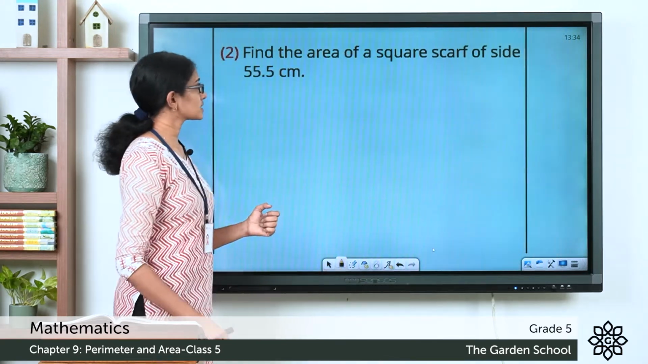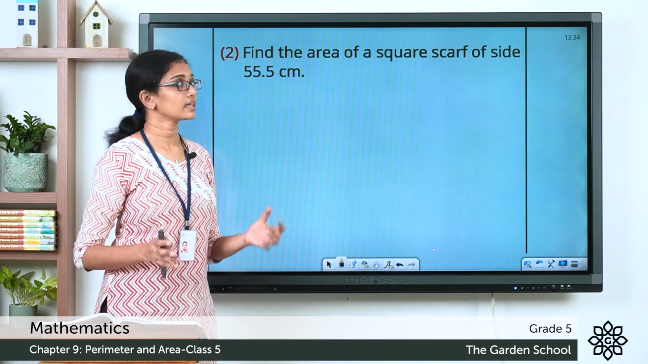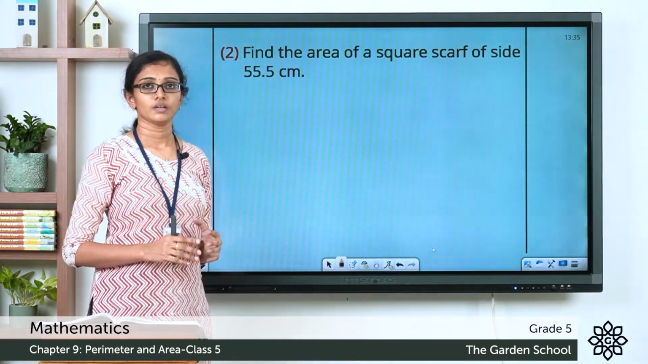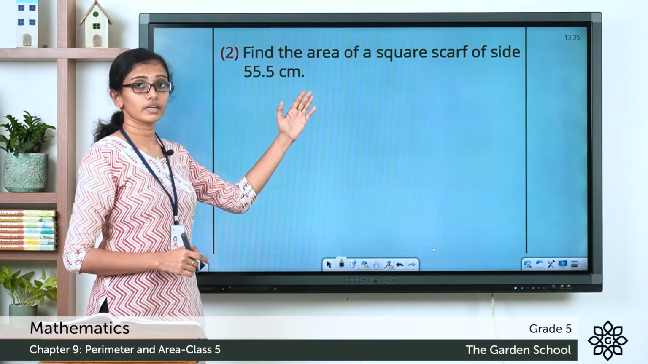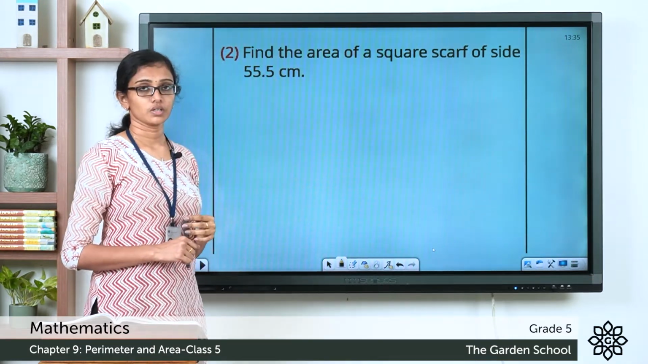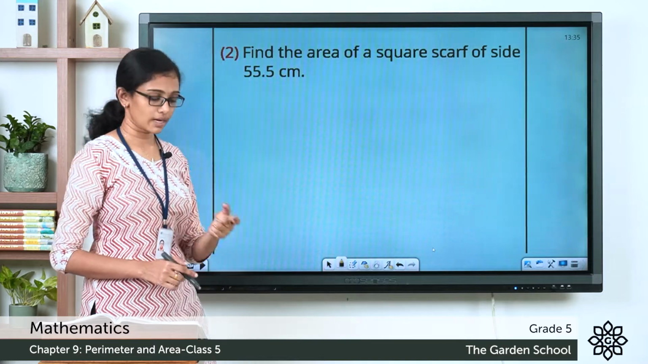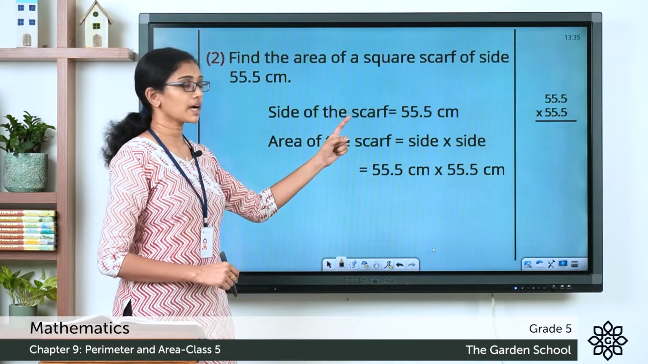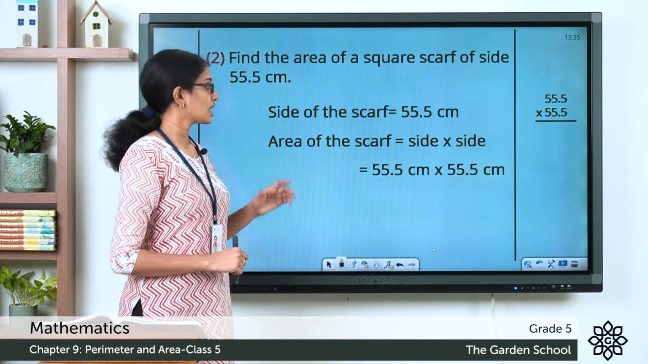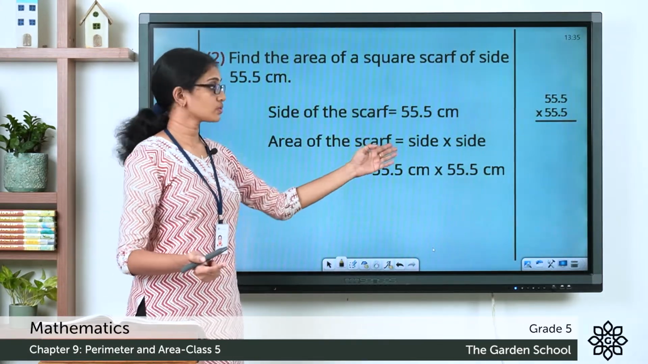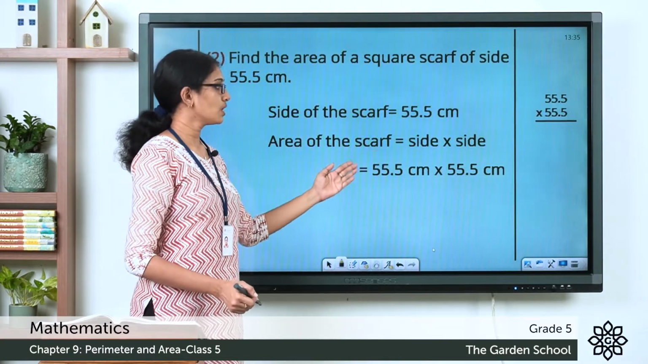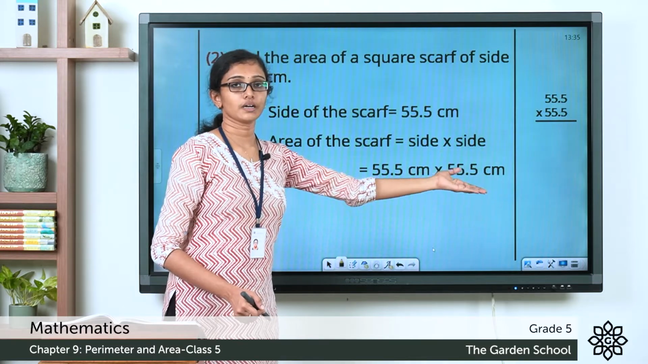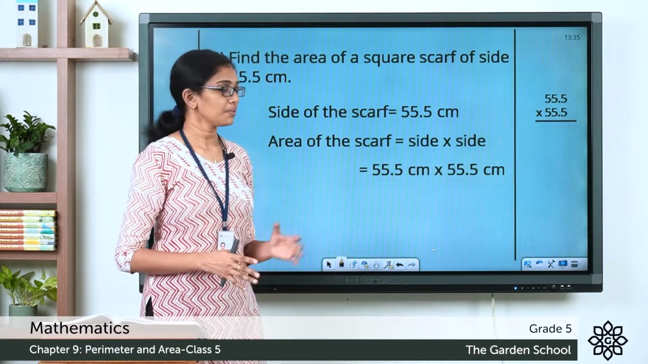Now we'll see one more question. Find the area of a square scarf of side 55.5 centimeter. So in this question, the dimension is given in the unit centimeters. So how do we find out the area? Let's write down the proper steps first. Side of the scarf is equal to 55.5 centimeters. And the area of the scarf is equal to side into side, which is equal to 55.5 centimeter into 55.5 centimeter. Now let's find out what is the answer.